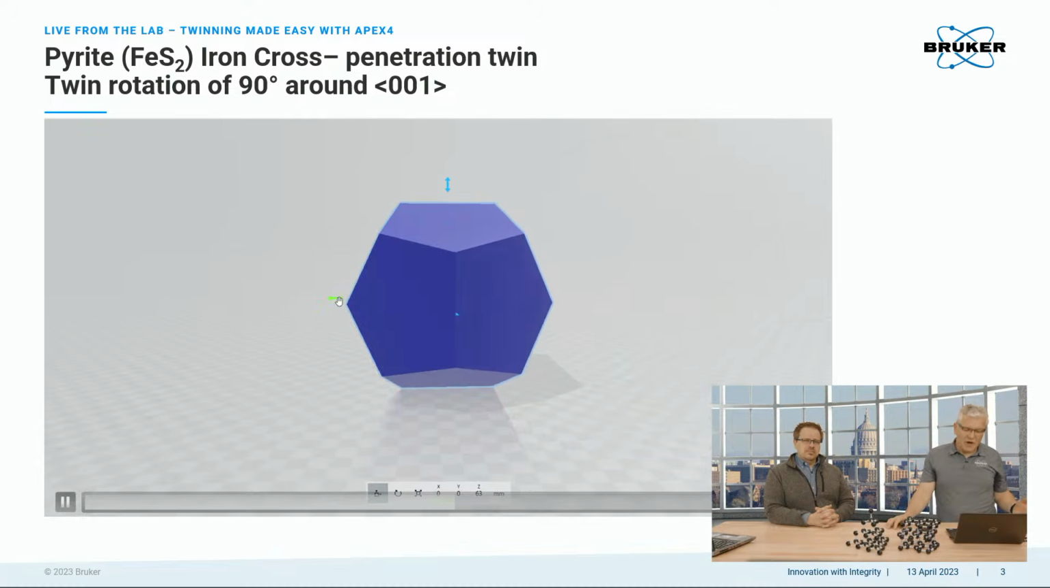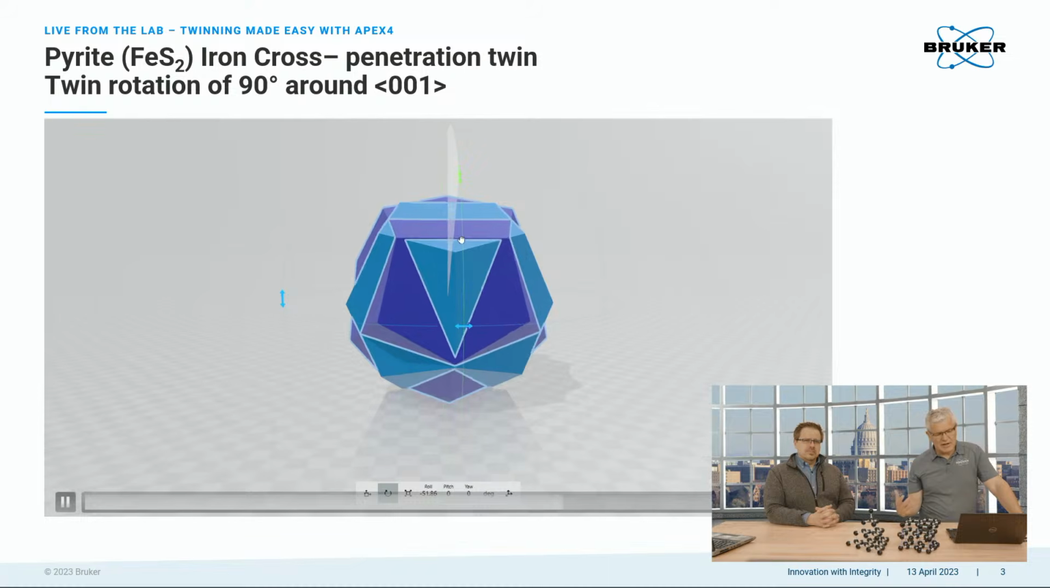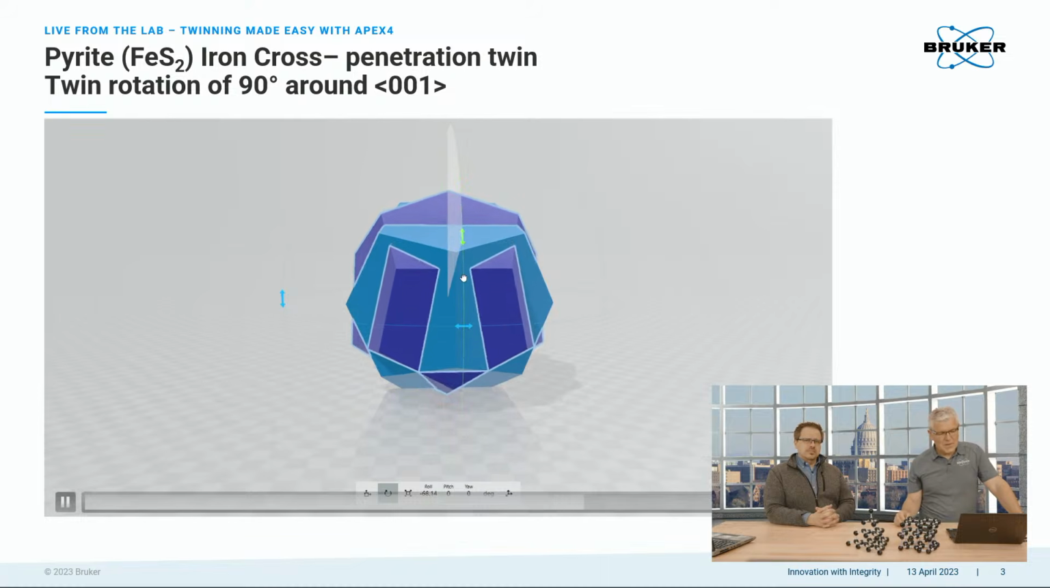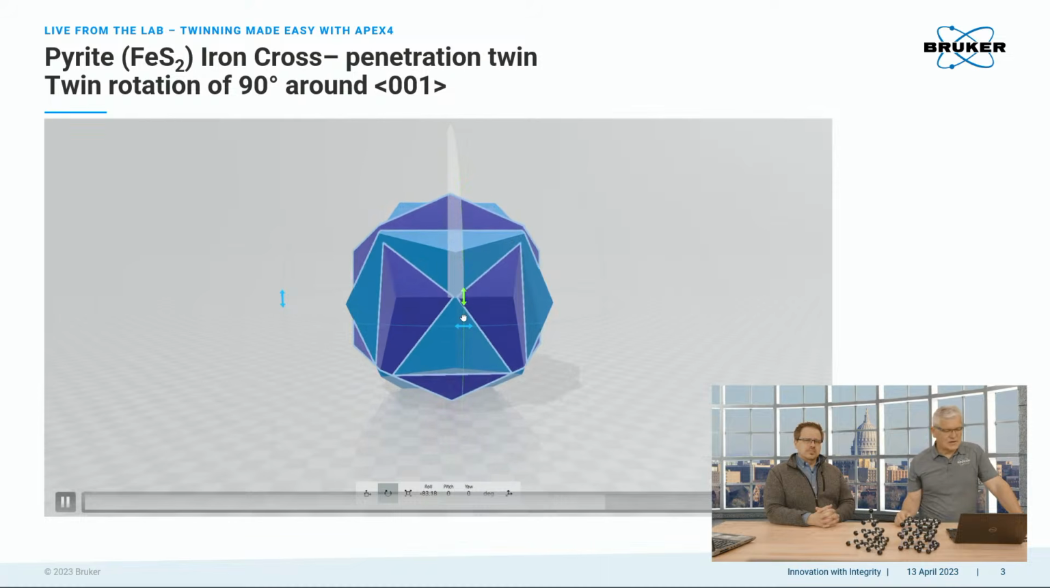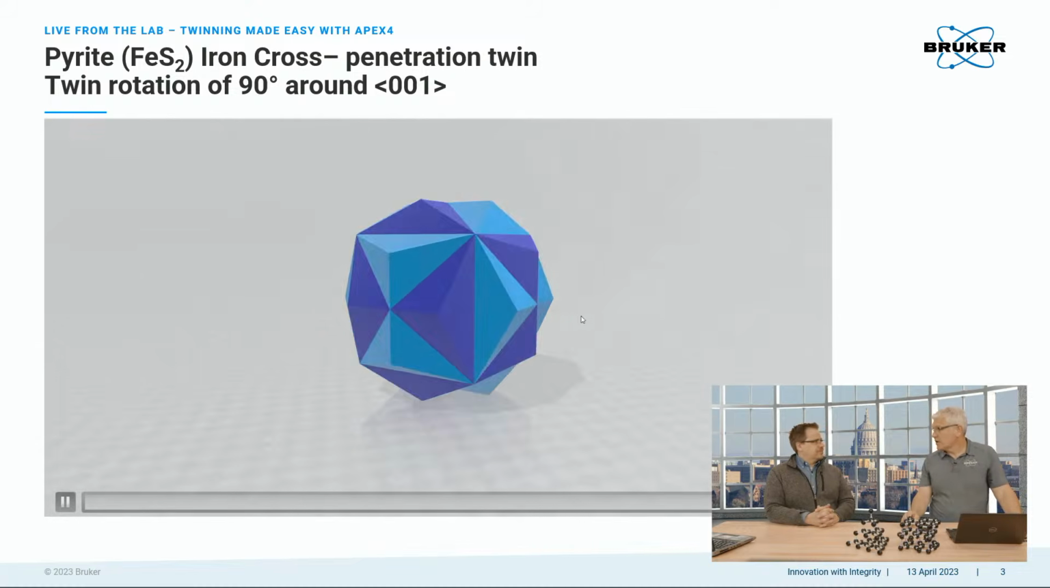I will put them on top of each other. And now I will rotate the second part by 90 degrees. And then you see how they interpenetrate each other. And when I get this exactly at 90 degrees, we get that shape of this iron cross. When you search for that, you will see pictures of these really beautiful pyrite crystals.